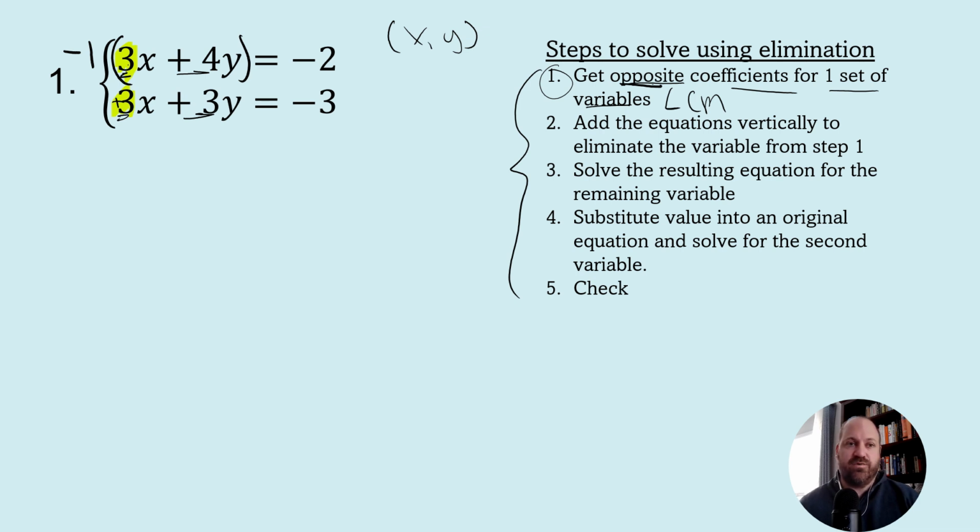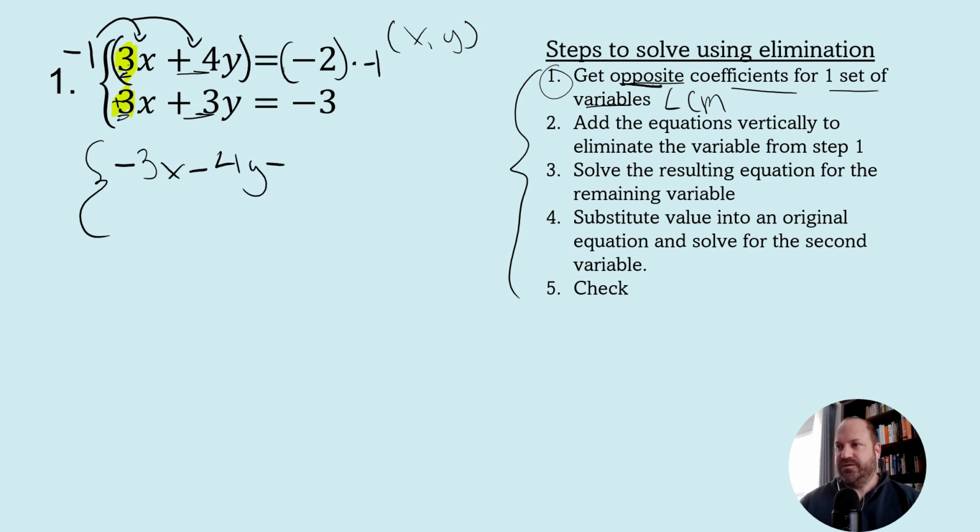But think about our equation, right? We have to keep our equation balanced. Whatever we do to the left side of our equation, we have to do to the right side. So I'm going to multiply that right side by -1 as well. We can distribute in the -1, basically going to change our signs, and I'm going to rewrite the system here. This is going to become -3x minus 4y equals +2, because -2 times -1 is +2, and then that bottom equation isn't changing.